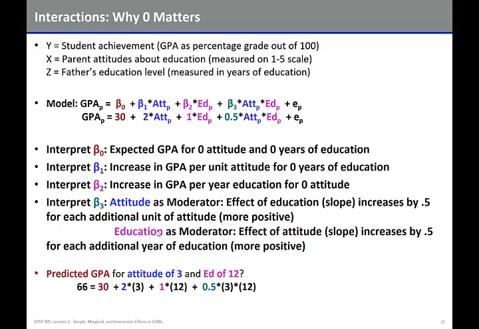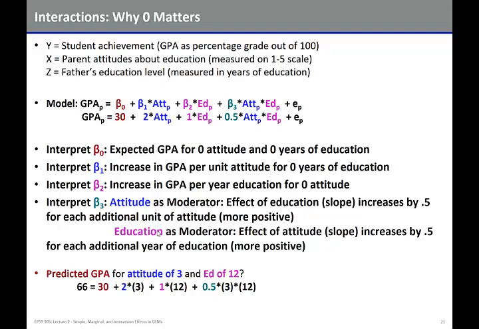Interpret these. We could interpret the intercept. In the slide that we saw before, 30 represents the predicted value of GPA for someone with no attitude, or it's measured on 1 to 5. So attitude of 0, which is below the floor of the scale.